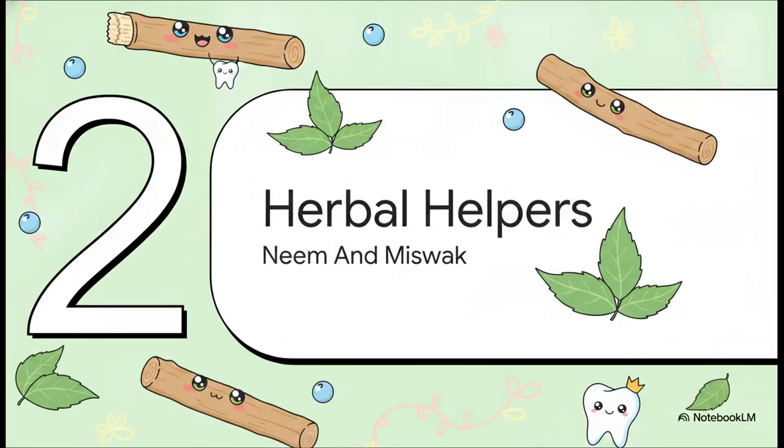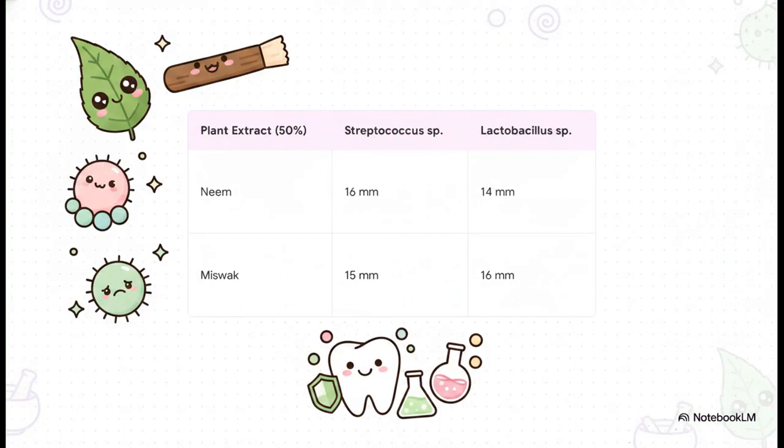Section 2. Herbal helpers, neem and miswak. Now, what's really interesting about this slide is the hard, scientific data backing up these ancient traditions. A comparative in vitro study looked at the antibacterial activity of neem and miswak extracts against isolated bacteria from actual dental caries patients. At a 50% concentration, both plants showed remarkable maximum inhibitory zones against Streptococcus and Lactobacillus species, which are the exact bacteria responsible for that lactic acid production we just talked about. So neem and miswak aren't just folklore. They contain active antibacterial compounds, silica, and resins that actively disrupt the microbes causing krimidanta.